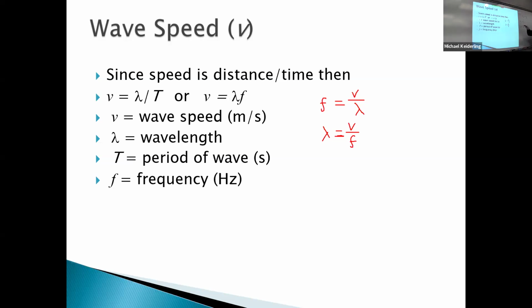Wavelength is written with lambda, like you see here. Period of the wave is in seconds, frequency is in hertz. So length of the wave times the frequency in hertz gives you a speed in meters per second, because hertz are inverse seconds.